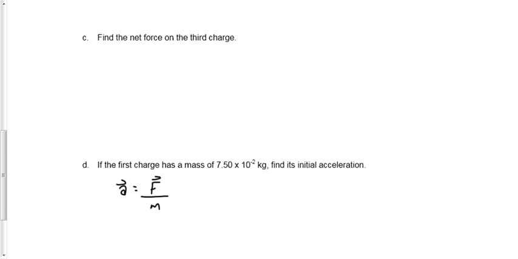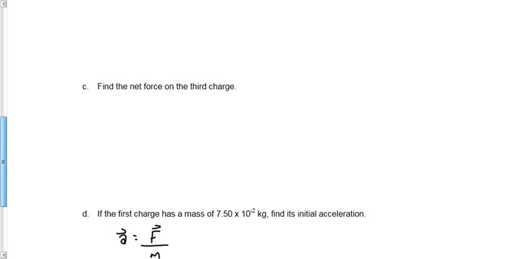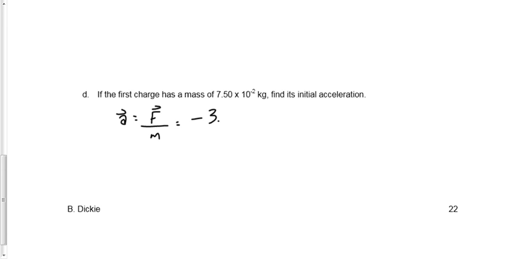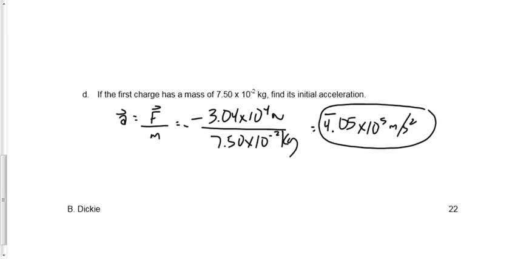We just got the force. We found that it was 3.04 times 10 to the 4, and we're just given the mass, 7.50 times 10 to the negative 2 kilograms. We do the math on that, and we get a value of 4.05 times 10 to the 5 meters per second squared. Which, honestly, should be negative actually, so it's to the left.